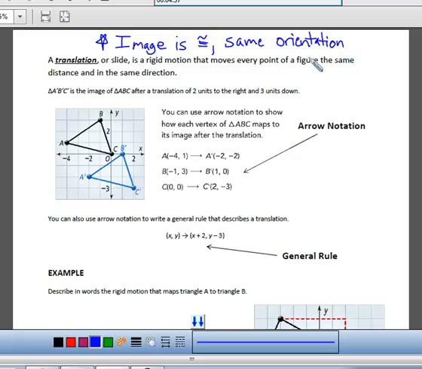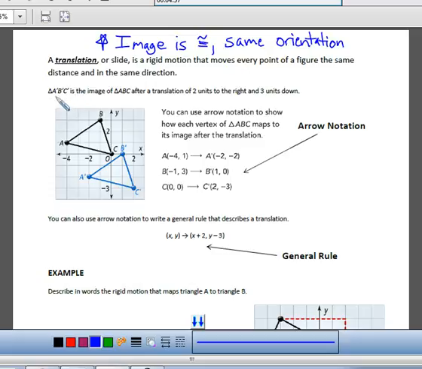And orientation means, so if you look at this example here, we've got triangle ABC. The image A prime, B prime, C prime is in the same order, if you will. Orientation means it's the same direction or order.